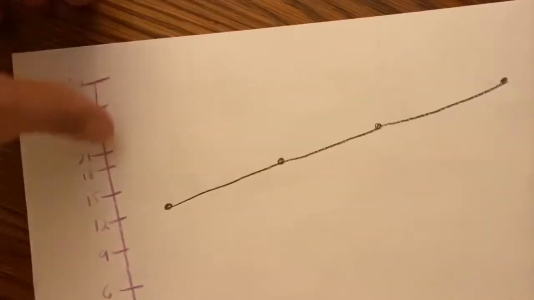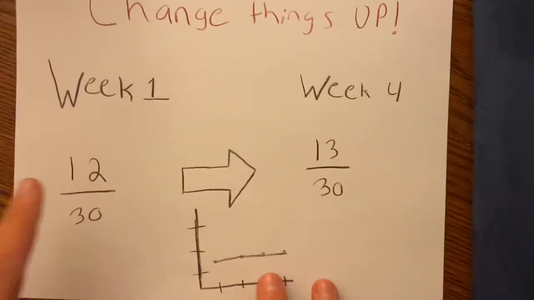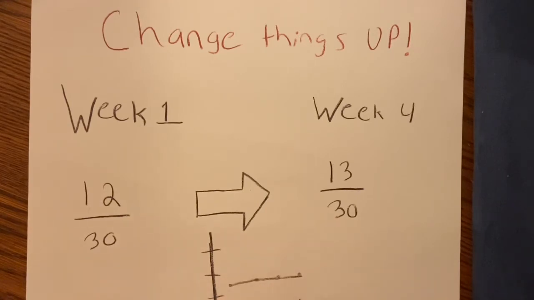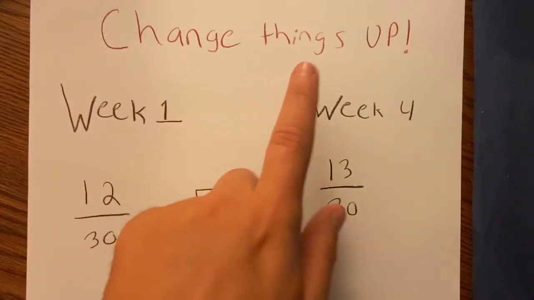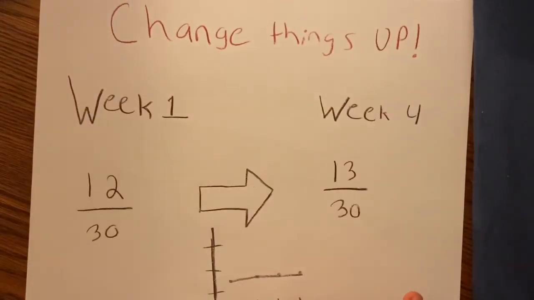However, if that same student in week 1 had a 12 out of 30 and week 4 only got 13 out of 40, yes, there was a little bit of growth there, but not as much as what you would want to see. You'd hope to see more growth over time. So what the teacher needs to do is change things up. They got to change up what they are learning. What they're doing right now is not good. They need to find a way to help that student to learn better.